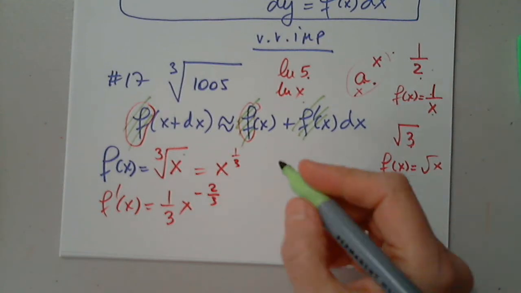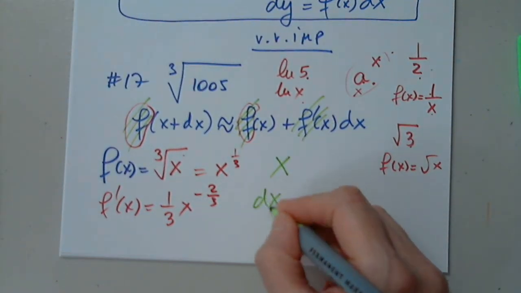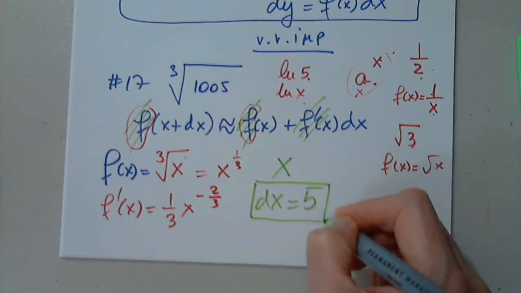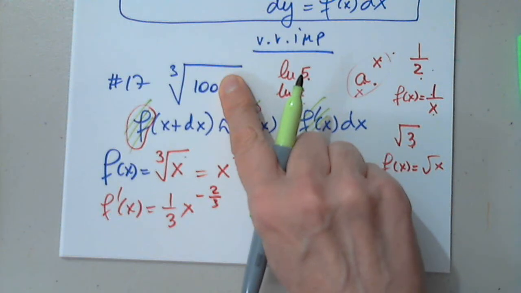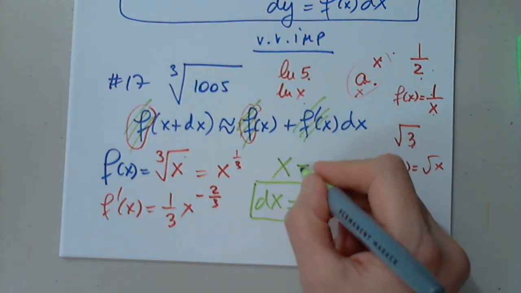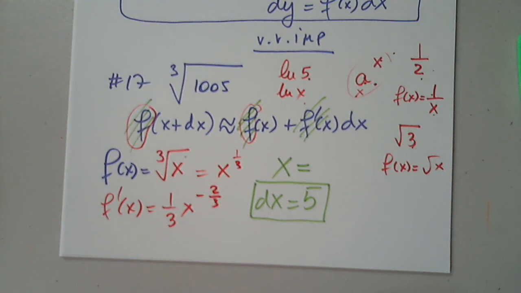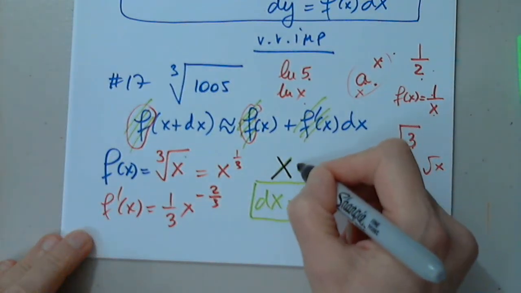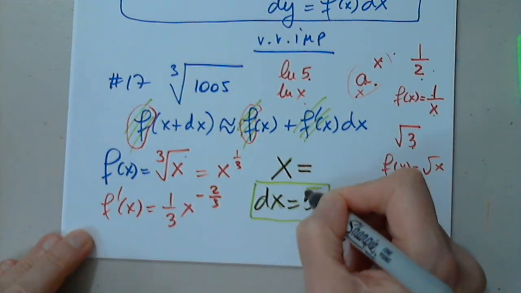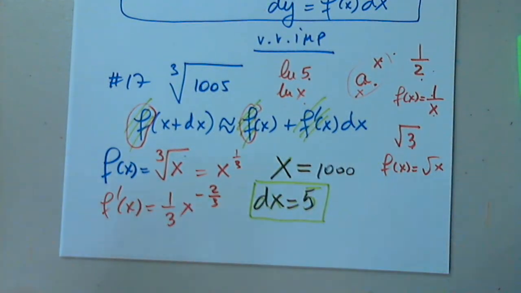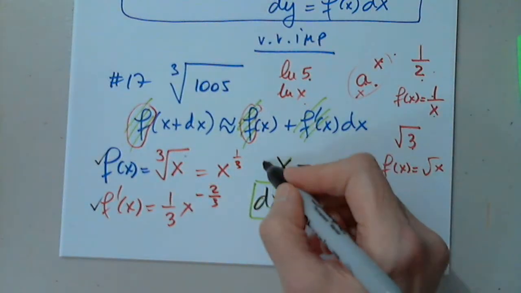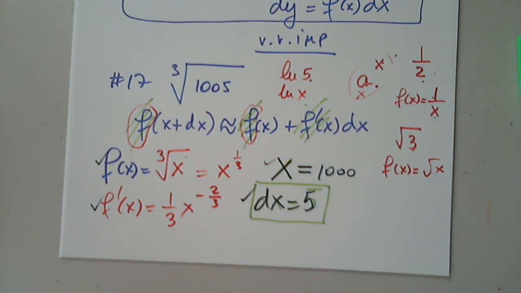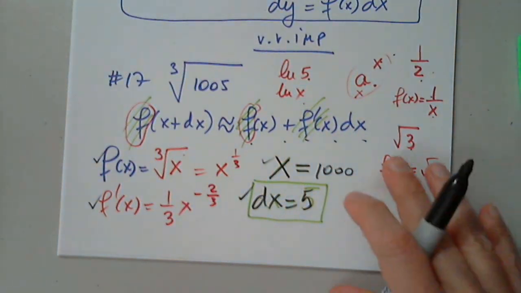Is the 5 the error? The 5 is the error. How do I know? Because I can take the cube root of 1,000, and that's the closest. So how much is x then, if the error is 5? 1,000. We're done. That's all I needed: to identify the function, find its derivative, identify x, and identify the little error. So now I know the answer.